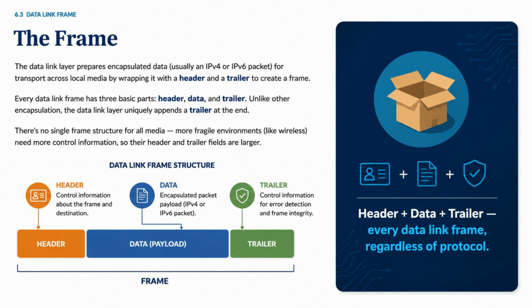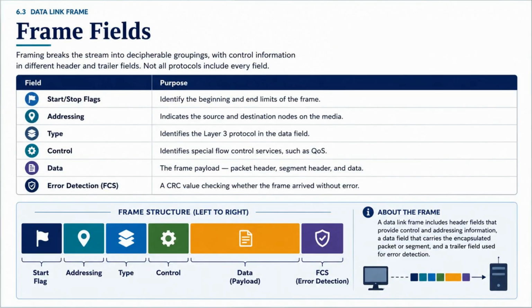Every data link frame has 3 parts: header, data, and trailer. The trailer is unique to this layer, no other layer appends one. There's no single universal frame format. More fragile media like wireless need more control information, so their headers and trailers carry more fields than a simple wired frame would. 6 common frame fields, shown in the table.